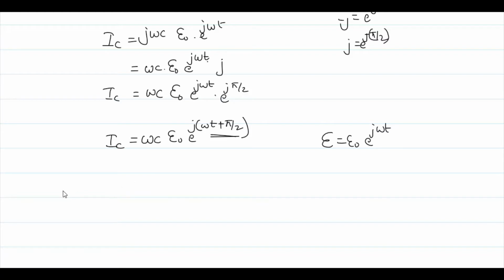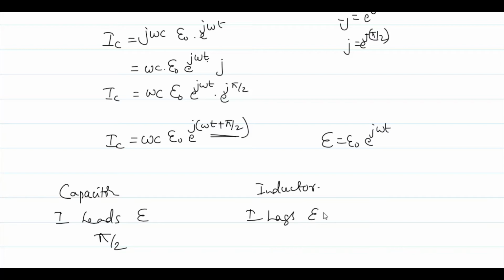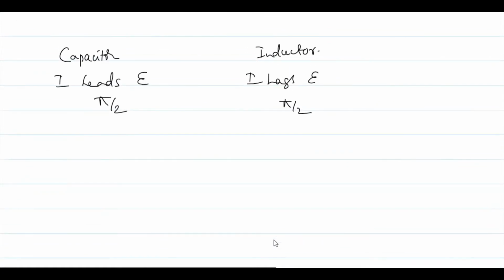In the case of a capacitor, the current I leads the EMF by an angle of pi by 2. In the case of an inductor, I lags the EMF by an angle of pi by 2. Now the overall phase difference between the currents of the capacitor and inductor is equal to pi, because here it is leading and here it is lagging by an angle of pi by 2. So the overall phase difference in the two branches is given by pi.